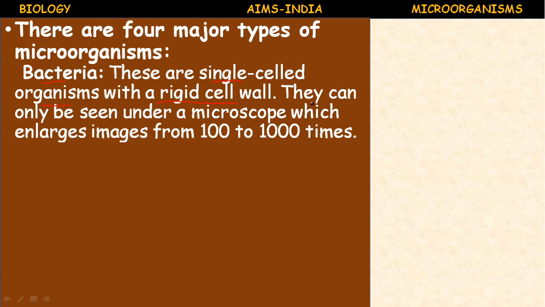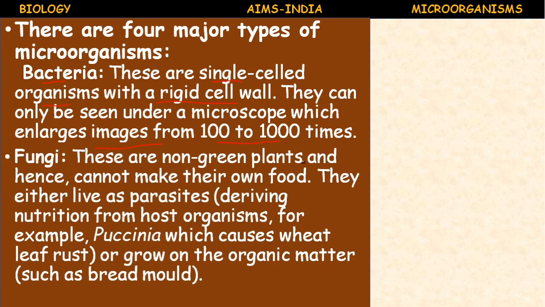They can only be seen under a microscope which enlarges the images from 100 to 1000 times. A microscope magnifies, multiplies the size of the organism. We are able to see the bacteria with the help of such a microscope which magnifies the size of the bacteria 100 to 1000 times. Then only can we see them with our eyes.